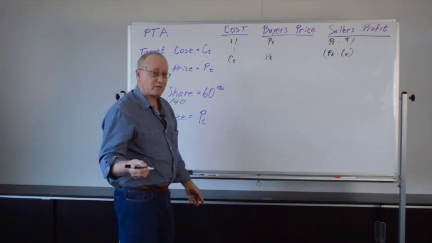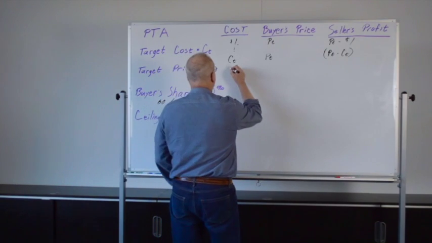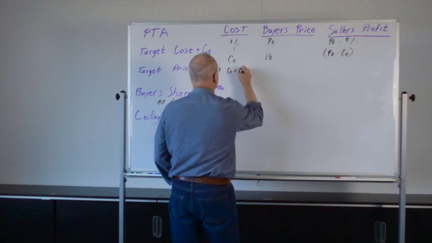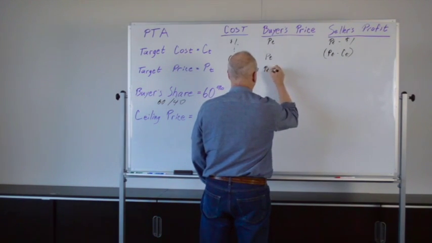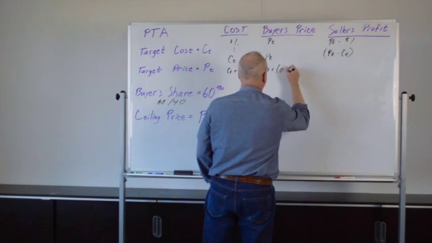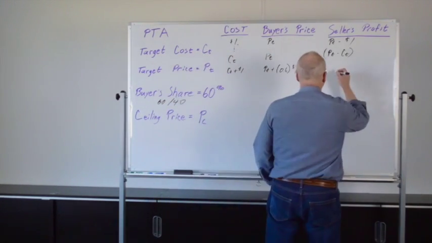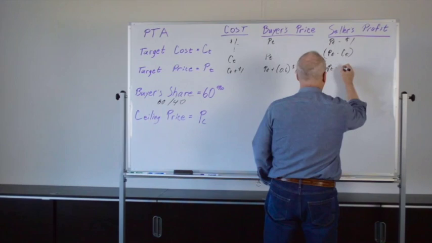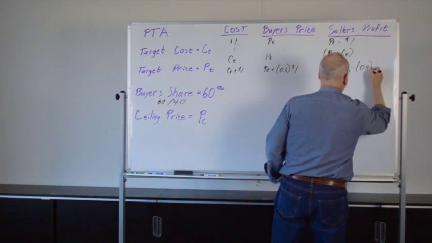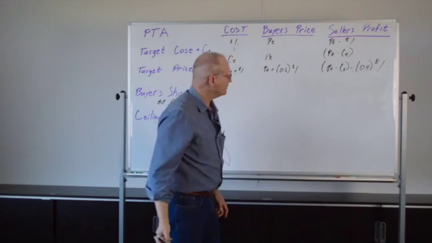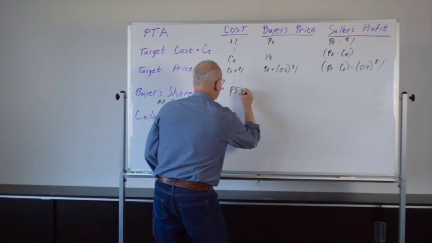The very next dollar of cost, we're going to start this cost sharing. So with C sub T plus $1, the buyer's price is going to be P sub T plus 60% of that dollar, and the seller's profit is going to be P sub T minus C sub T minus 40% of that dollar. And this continues up until we get to the PTA.